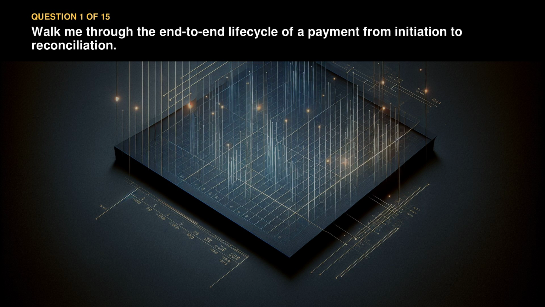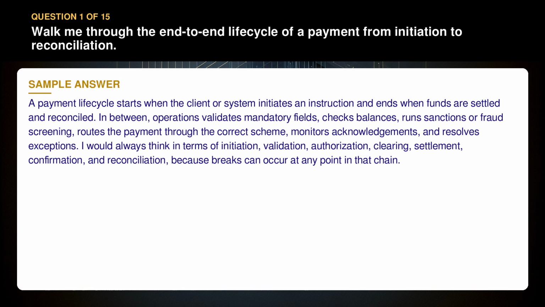Question 1. Walk me through the end-to-end lifecycle of a payment, from initiation to reconciliation. A payment lifecycle starts when the client or system initiates an instruction and ends when funds are settled and reconciled. In between, operations validates mandatory fields, checks balances, runs sanctions or fraud screening, routes the payment through the correct scheme, monitors acknowledgements, and resolves exceptions. I would always think in terms of initiation, validation, authorization, clearing, settlement, confirmation, and reconciliation, because breaks can occur at any point in that chain.